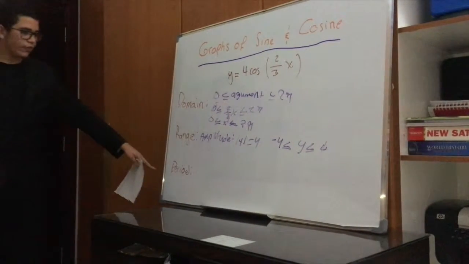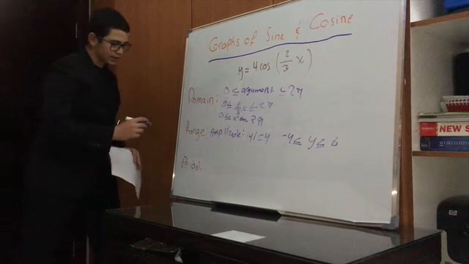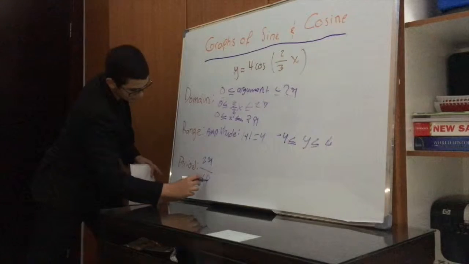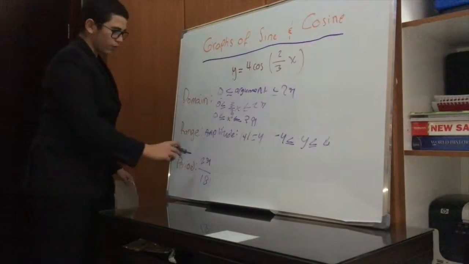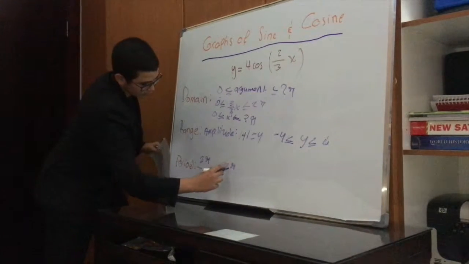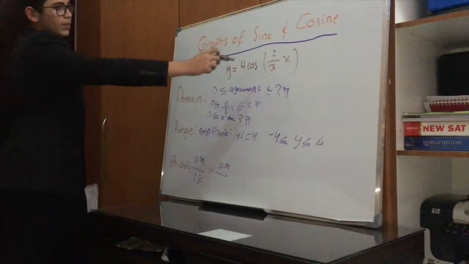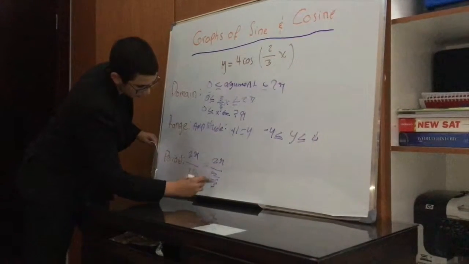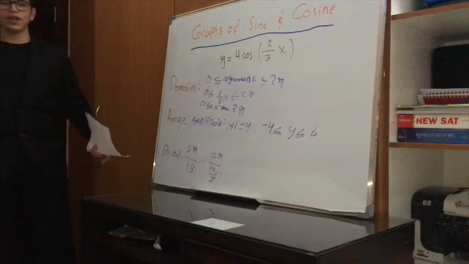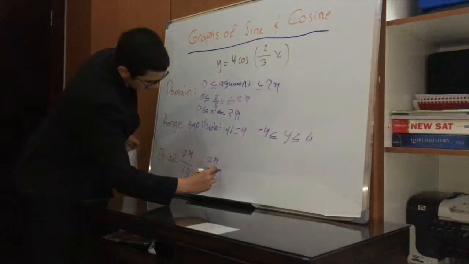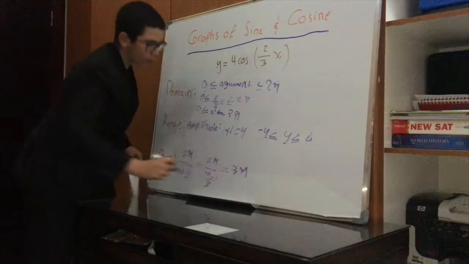Now we will find the period. The period has a specific formula, which is 2 pi over the absolute value of b. So we replace by the given. b is 2 over 3, so it's 2 pi over 2 over 3. The absolute value of 2 over 3 is 2 over 3. So then the answer will be 3 pi. So this is our period.